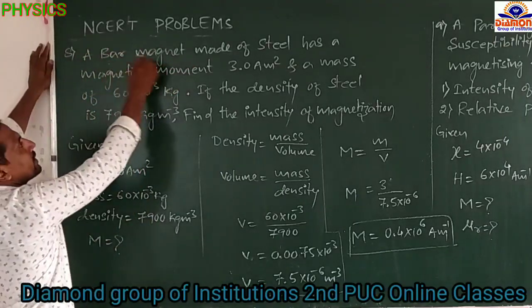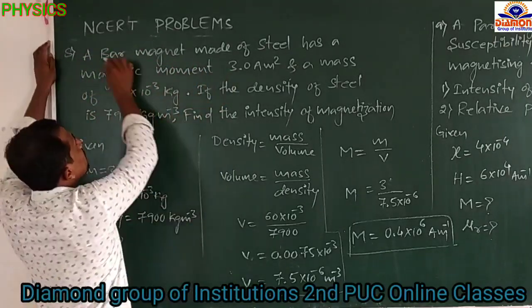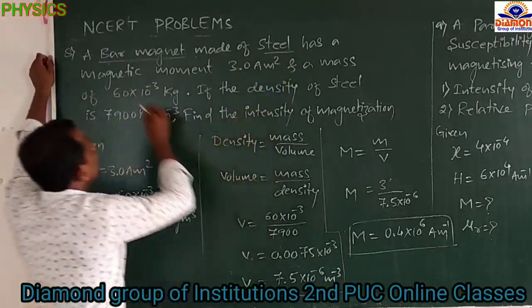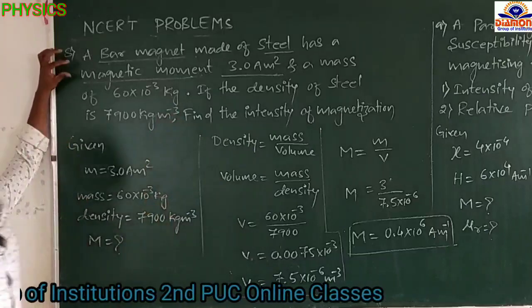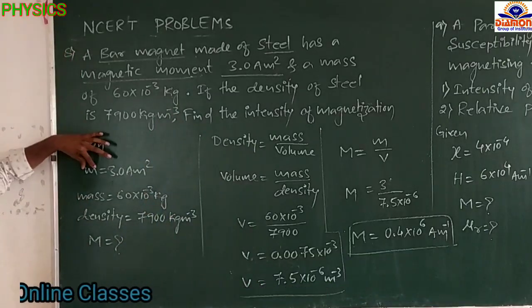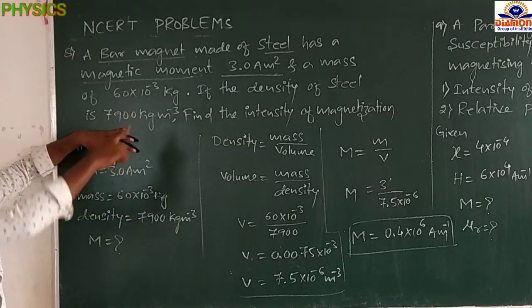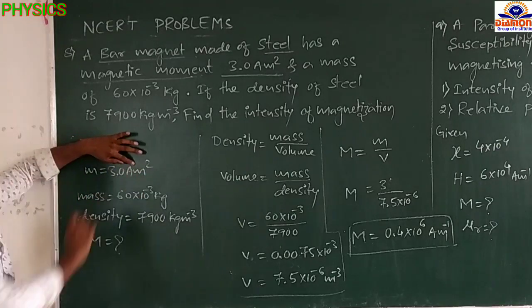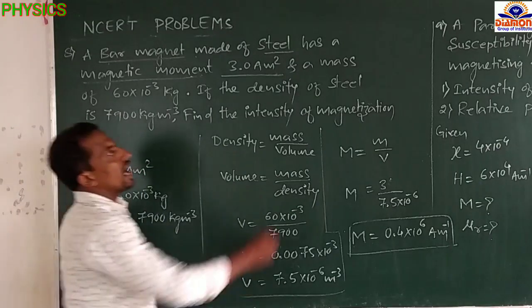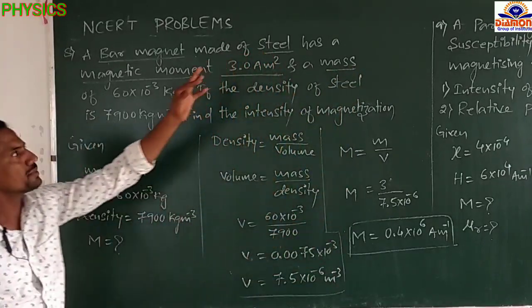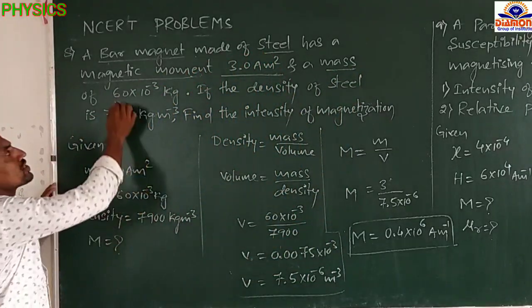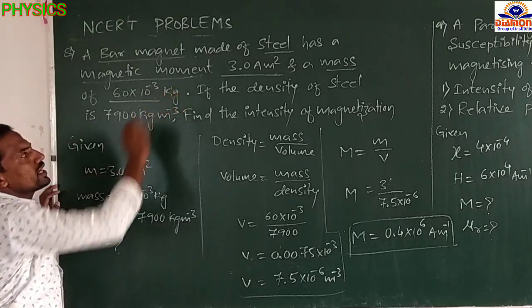The next problem: a bar magnet made of steel has a magnetic moment. The magnetic moment is denoted by M, and its value is given as 3 ampere meter square. The steel magnet also has a mass of 60 times 10 to the power of minus 3 kg.